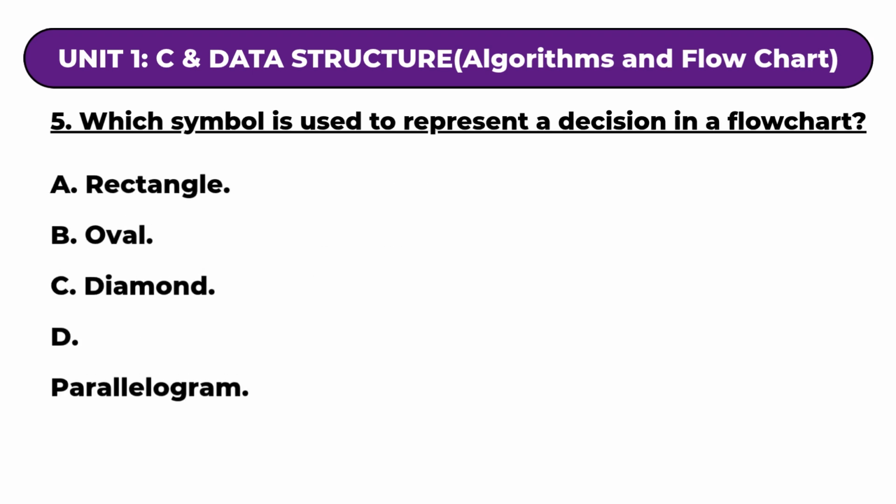Which symbol is used to represent a decision in a flowchart? A, rectangle. B, oval. C, diamond. D, parallelogram. Correct answer? C, diamond.